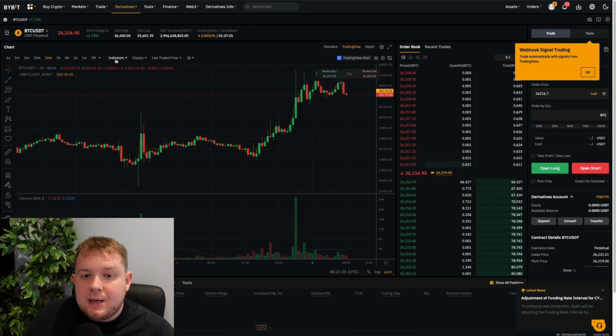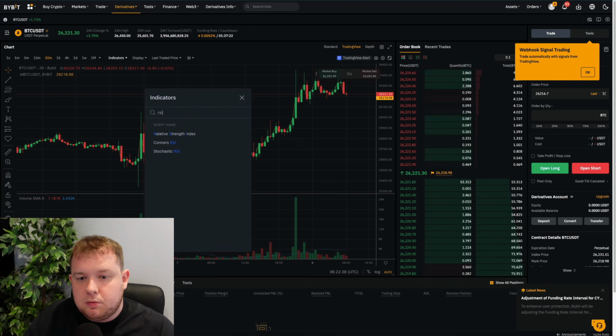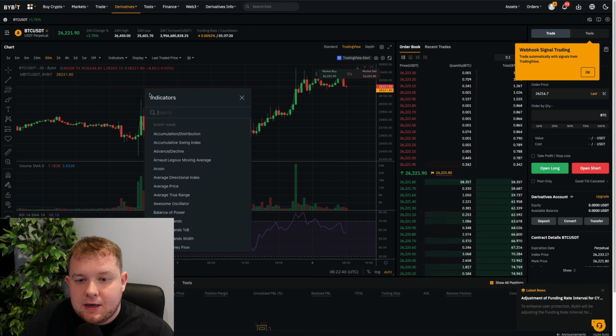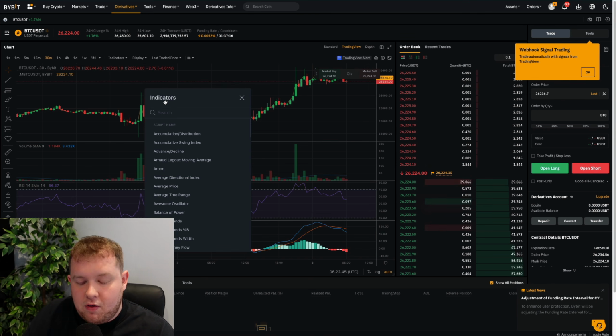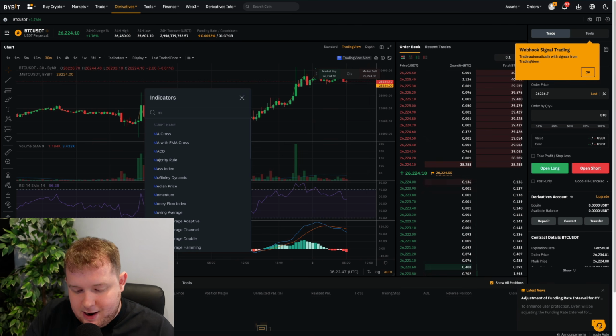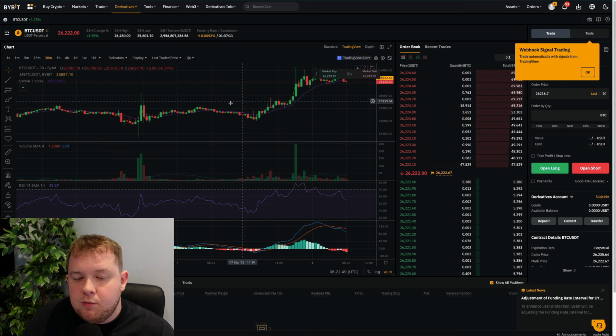So let's go ahead and get these indicators on the graph right here. Let's start with the RSI right here. Let's go here and type MACD right there, and let's go ahead and put the SMA on the chart right here, simple moving average.